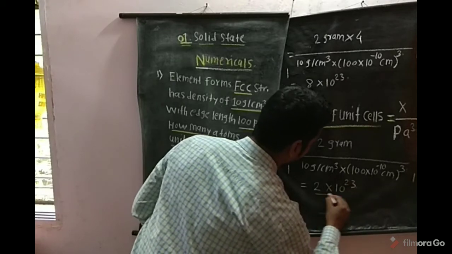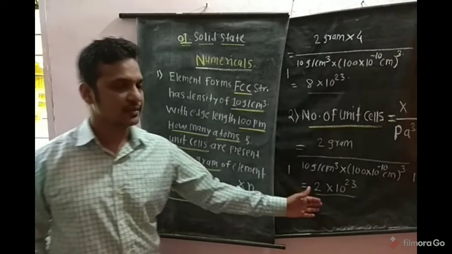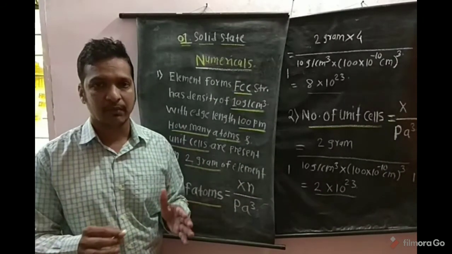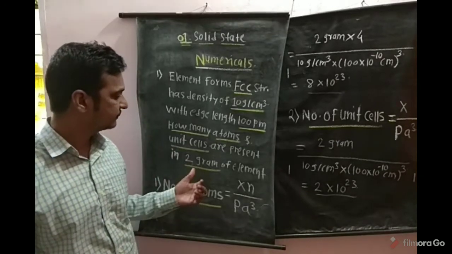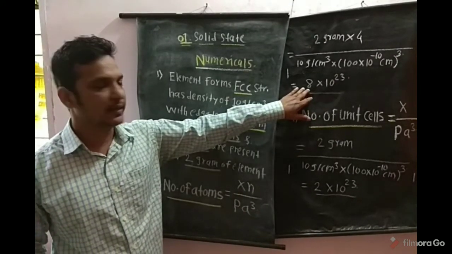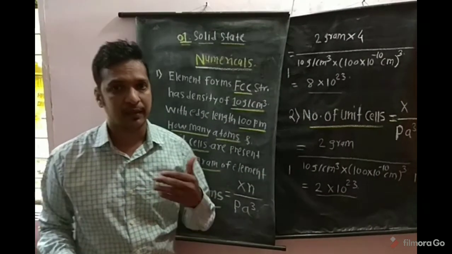So this is my second answer, and this is my first answer. The second answer, 2 into 10 raised to 23, is the total number of unit cells present in the 2 gram of the element. And this is the total number of atoms, 8 into 10 raised to 23, and this is the total number of unit cells, 2 into 10 raised to 23.